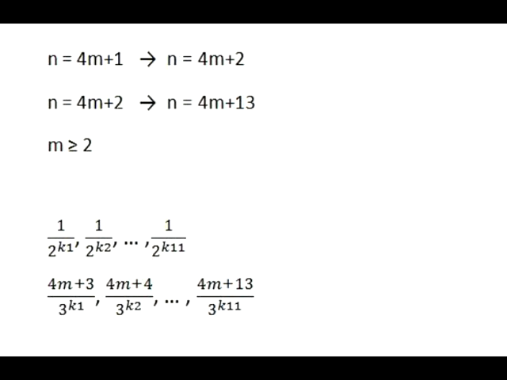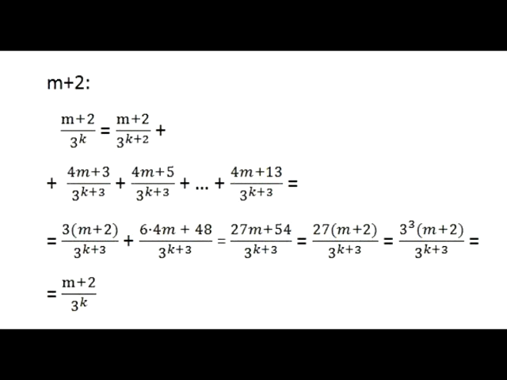The first step is constructing the proper sequence for n equals 4m plus 2, which we already know how to do. Then we'll start with two sequences for n equals 4m plus 2, and we'll add 11 more terms to each sequence with sequential numbers 4m plus 3, 4m plus 4, etc. up to 4m plus 13.